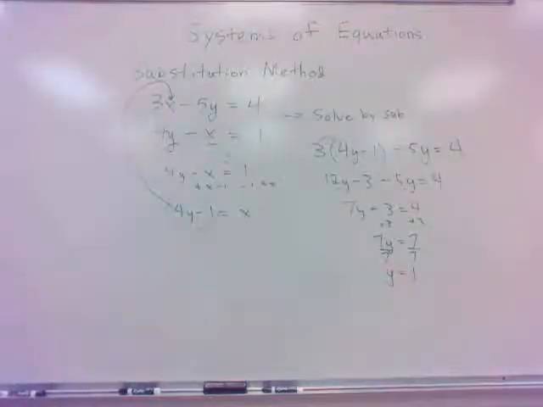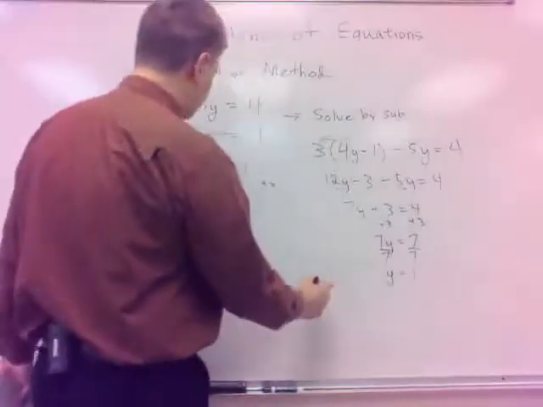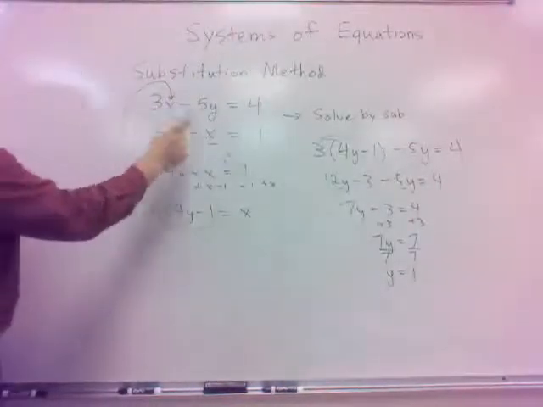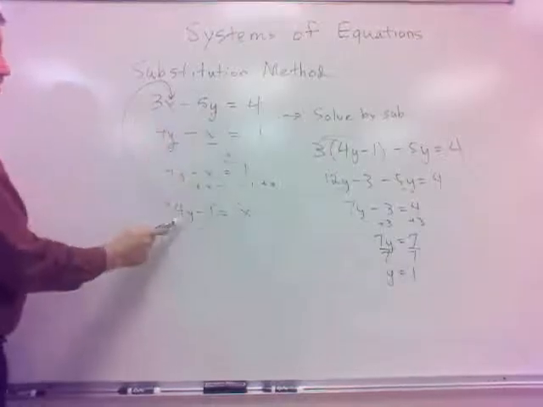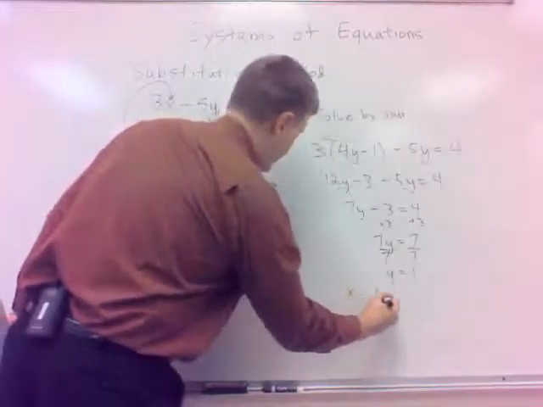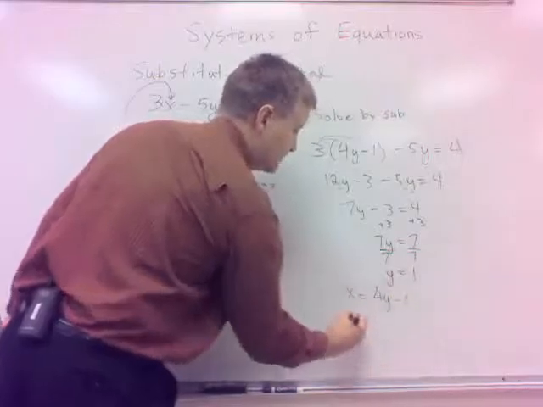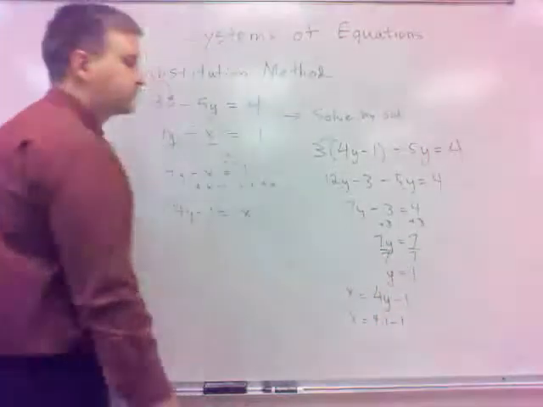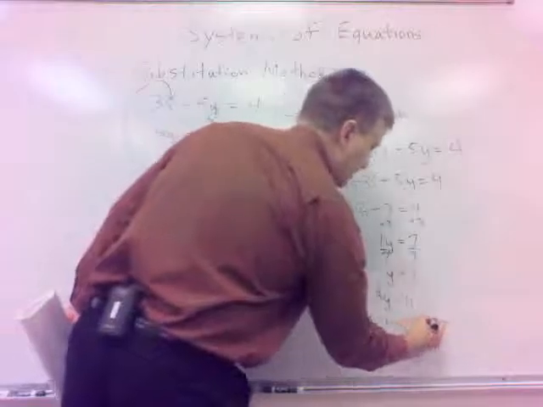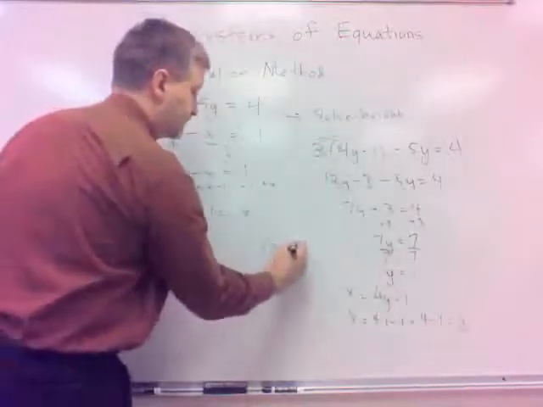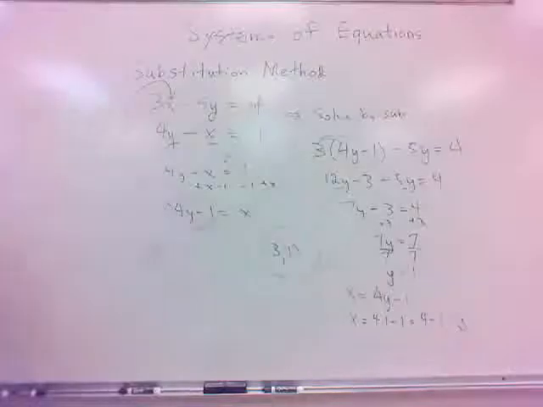However, we're not done because you do need both an x and a y for a solution. And that is another note here. You can plug it in wherever you want to for y, but if we go to this one, x is 4y minus 1, that'll be the easiest of the bunch. So y is 1, so I know x would be 3. 3, 1? How's that sound?